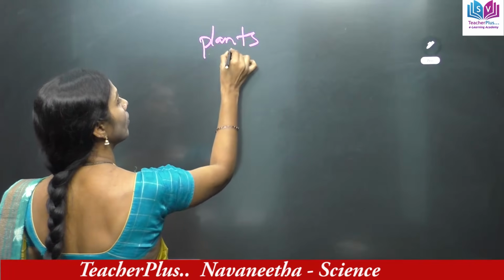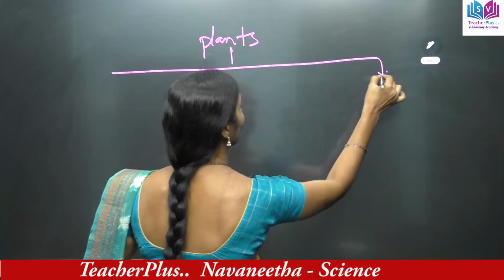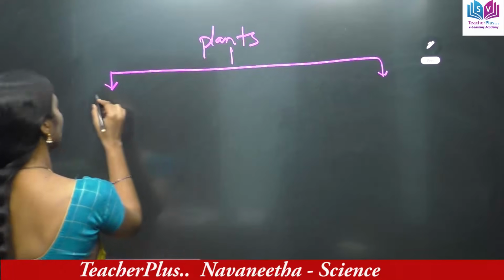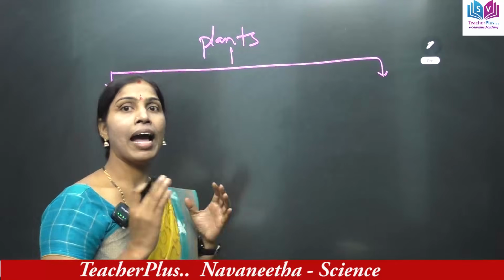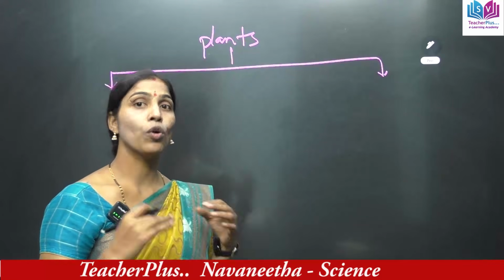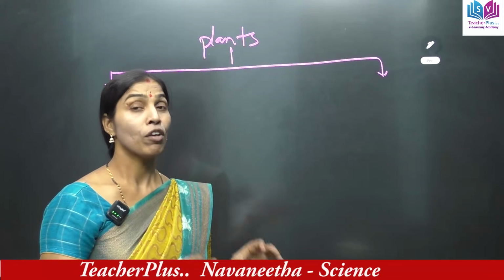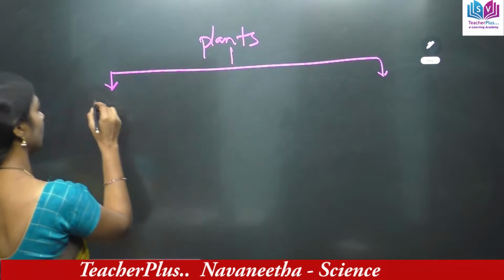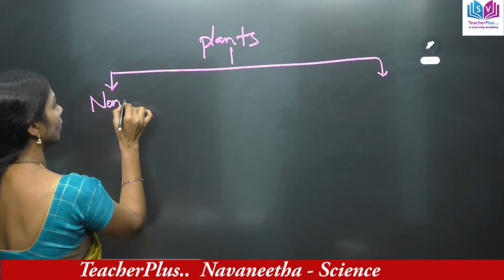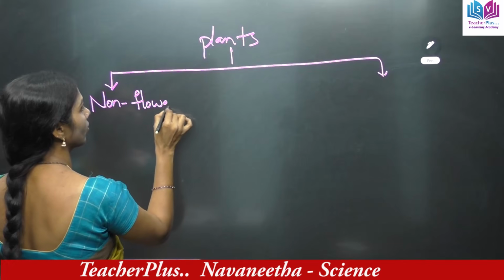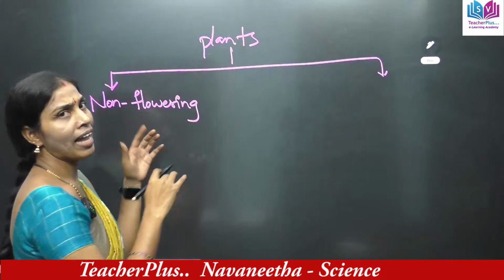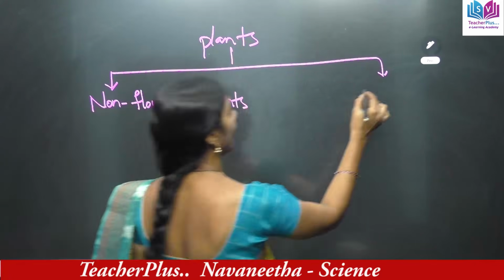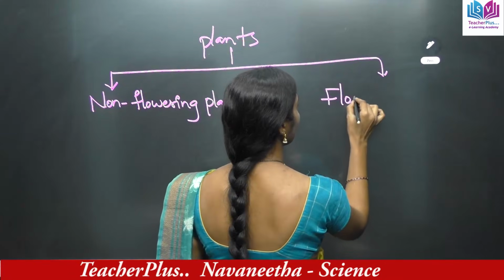Plants can be divided into two types based on flower. First one, which plants have flowers? Those plants we call flowering plants. Which plants do not have flower? They are called non-flowering plants. These plants do not have any flower. Non-flowering plants, and the second one is flowering plants.